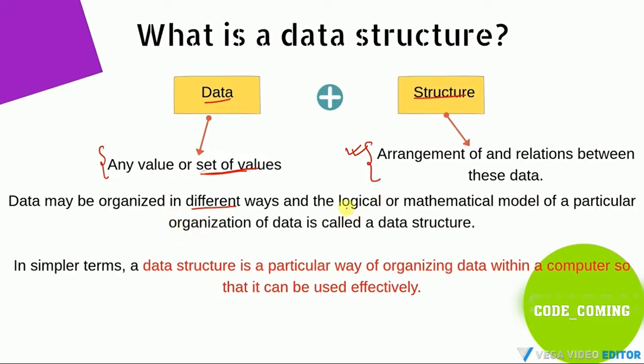And the logical or mathematical model of a particular organization of data is known as a data structure. In simpler terms, a data structure is a particular way of organizing data within a computer so that it can be used effectively. In the previous example, we had to access all of those names that start with N. So organizing it alphabetically made it efficient for us to order and store all of those that start with N. Hence, the extraction of data becomes easy when you use a data structure.